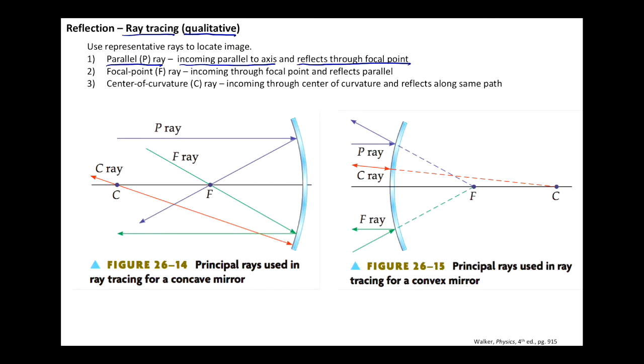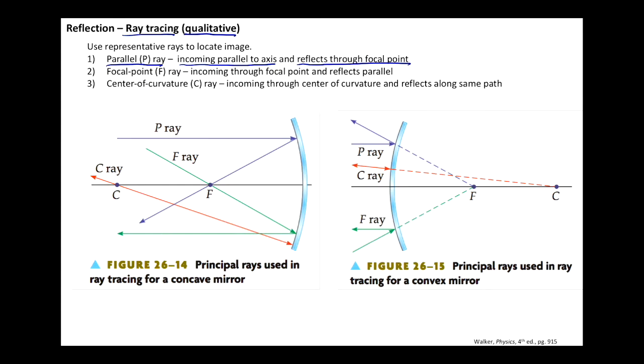The last one, the C ray, the center of curvature ray, is almost just dumb, okay? Notice what it does. It passes through the center of curvature and then bounces back along the exact same path. So it's like, oh, look at this. It passed through C, keeps going to the mirror, and then just goes straight back. Yay, that's exciting, okay? Over here, because the center of curvature is on the opposite side of the mirror, again, we just point it at the center of curvature. It hits the mirror and goes straight back, okay?